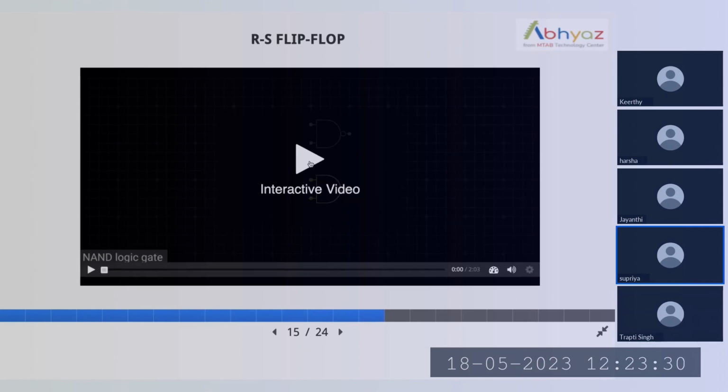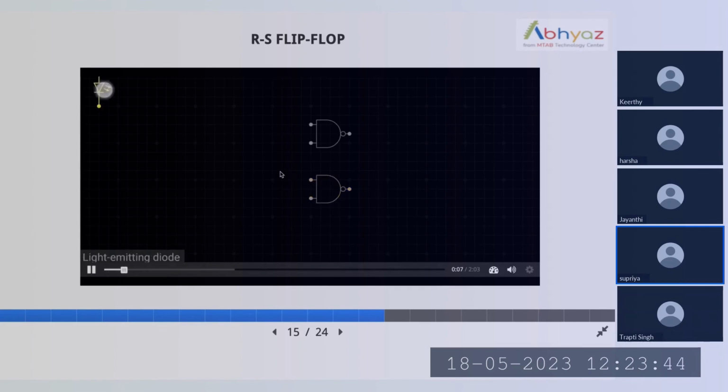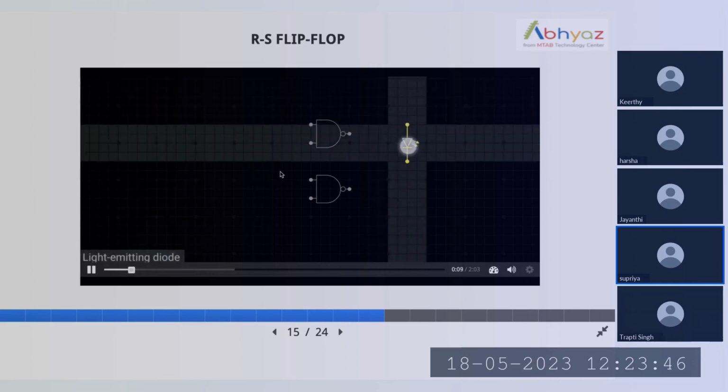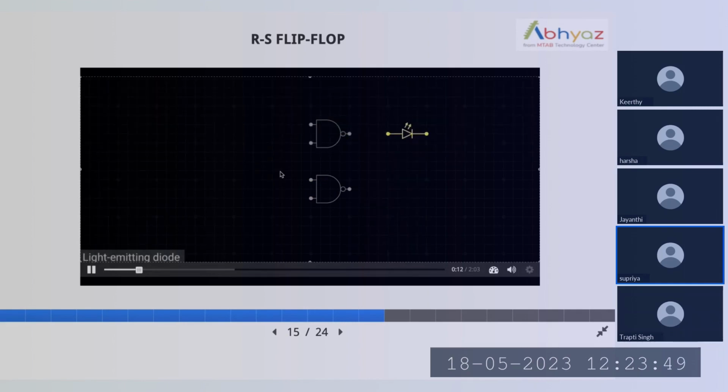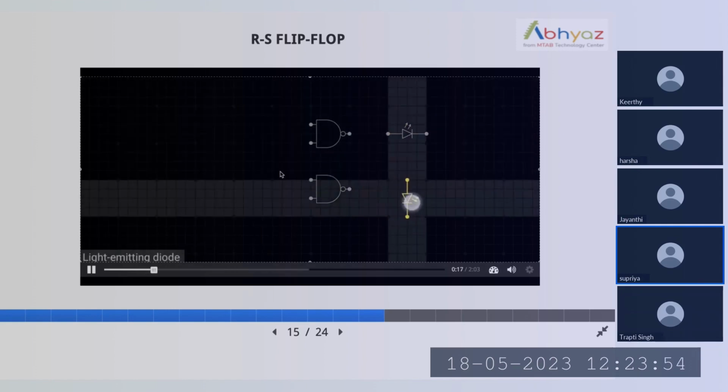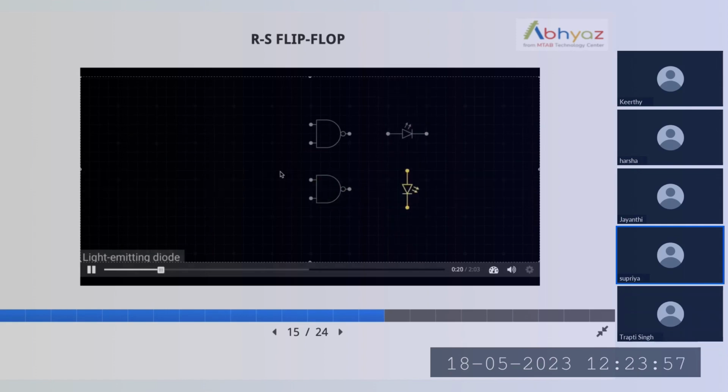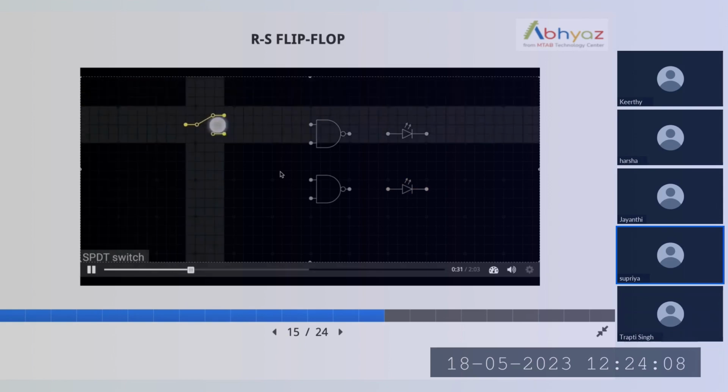Here you can see the basic representation of the RS flip-flop, how we can construct an RS flip-flop. Here we are using two NAND gates, and then we have to select an LED. The primary use of the LED here is that if it is glowing, that means the output is high, and if the LED is not glowing, that means the output is low. Output high is the binary representation of 1, and output low is the binary representation of 0. So that's why we are arranging LEDs here, to understand the SR latch outputs.